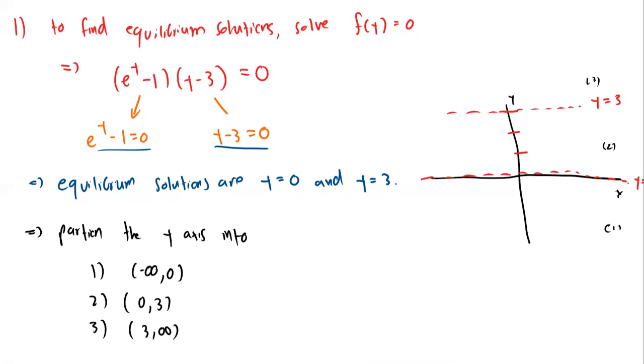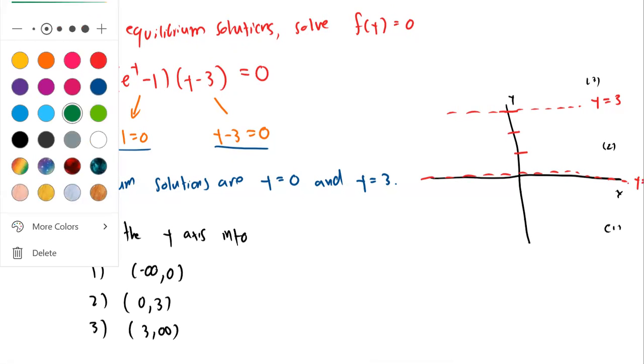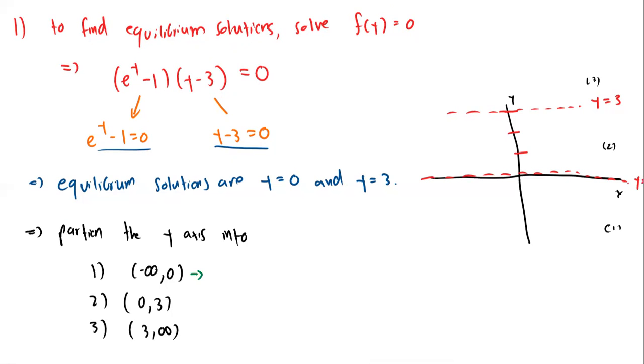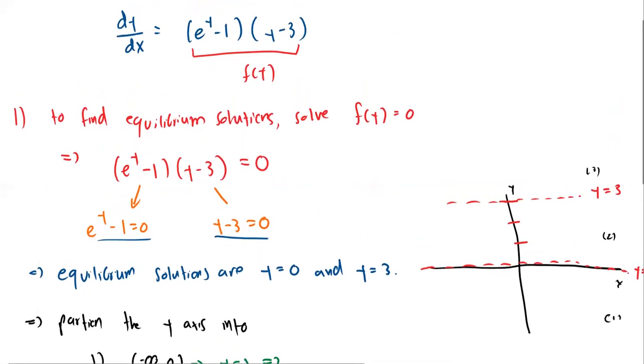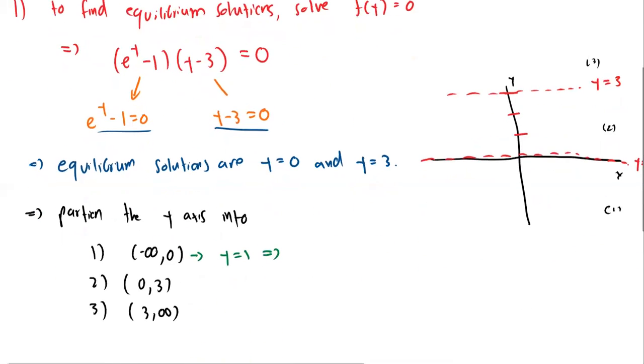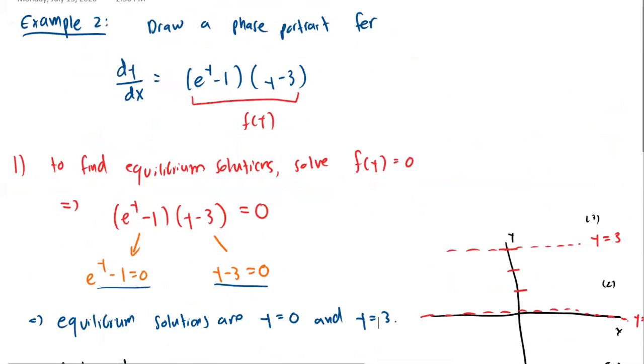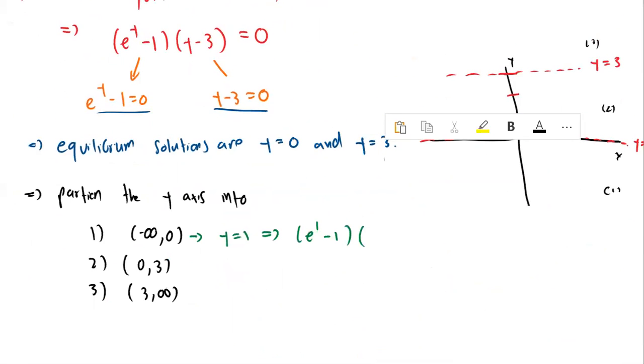Now, just pick a y value in each of these intervals and plug it into the equation to see whether you get something that's positive or negative. Okay? So let's see, on the interval negative infinity to 0, we can pick y equals 1. Plug it into the equation. Right? So you're plugging it into f(y), whatever is on the right-hand side of the equality. So we have (e^1 - 1)(y - 3), y is 1, so 1 minus 3. And again, you're not interested in what this is as a number, just the sign.